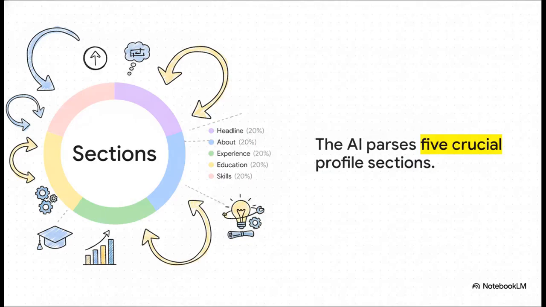But how does the AI actually digest all of that? Well, the system intelligently breaks down the parsed text into 5 distinct, absolutely crucial sections: your headline, your about section, experience, education, and skills. By isolating these categories, the AI can evaluate them individually, mimicking exactly what a human recruiter is looking for in each specific area.